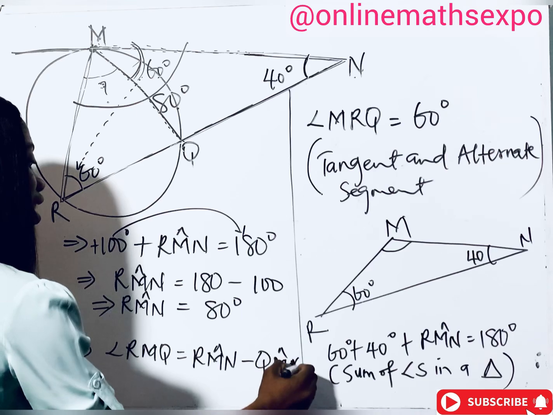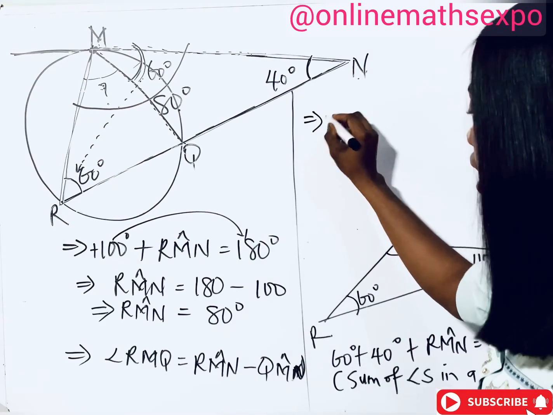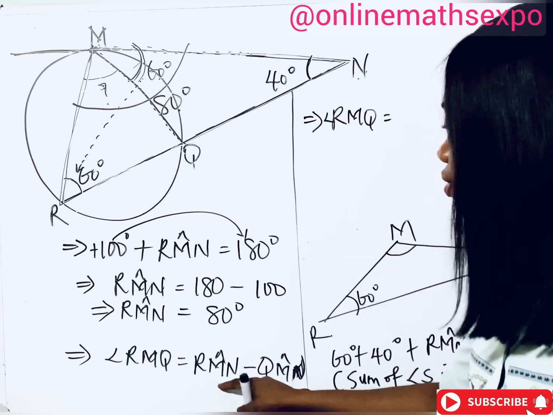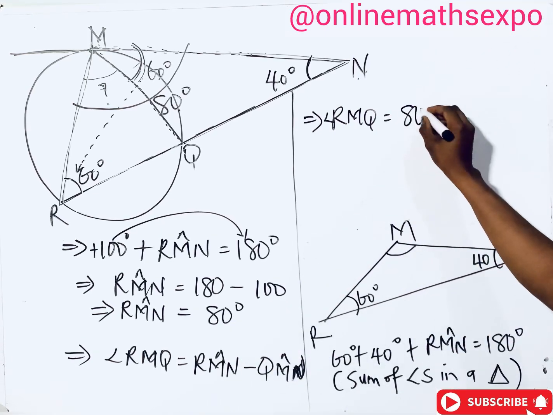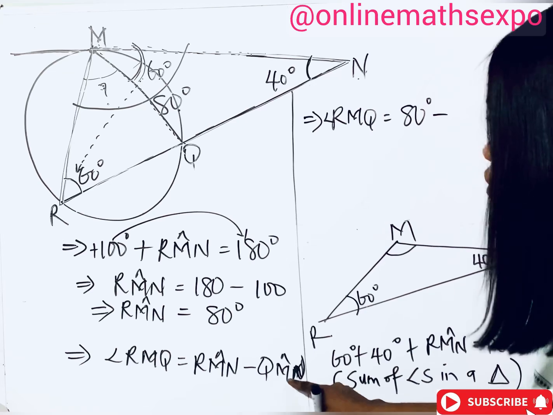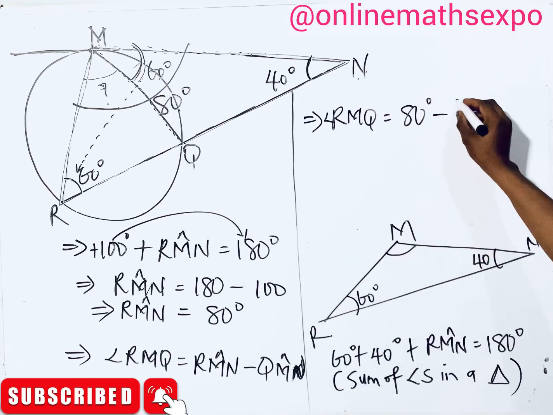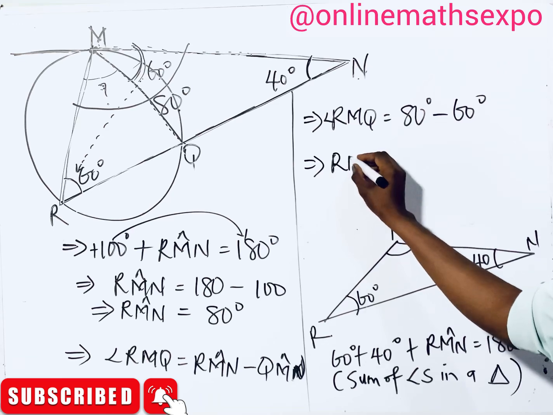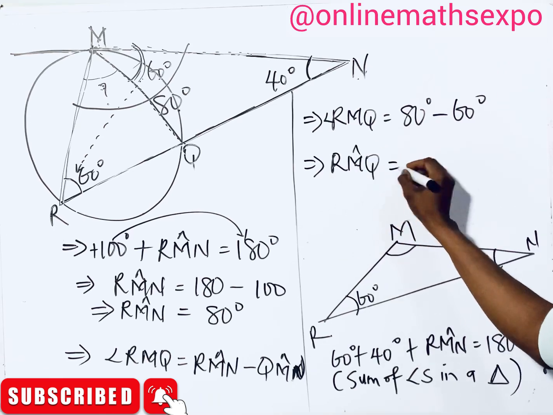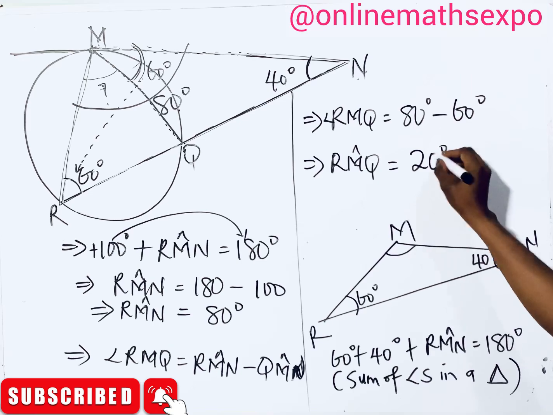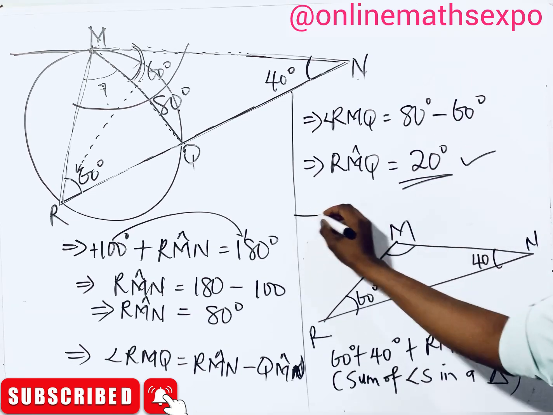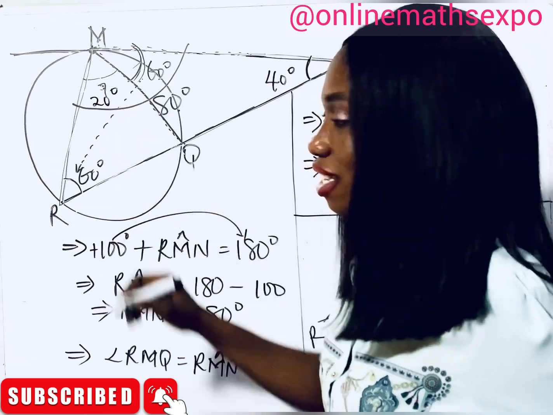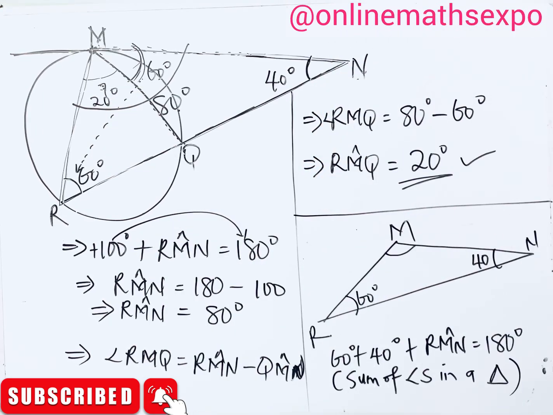Did you see that? So this gives us angle RMQ is equal to, we have seen that this is 80, okay? Minus this one, which we've already known is 60 degrees. You see that? So in conclusion, angle RMQ is equal to, subtract this, you have 20 degrees. And that is our answer. So this tiny angle we are looking for is 20 degrees. And I hope you learned a lot.